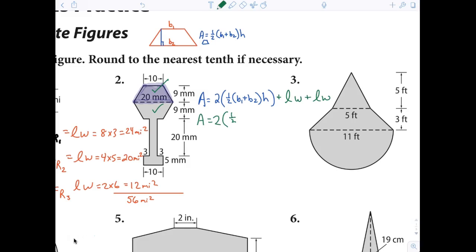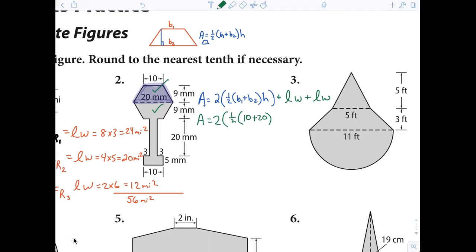What are the 2 bases? Does everybody see the 2 bases of the trapezoid are 10 and 20? Diesel, are you with me? So 1/2, 10 plus 20. What's the height?